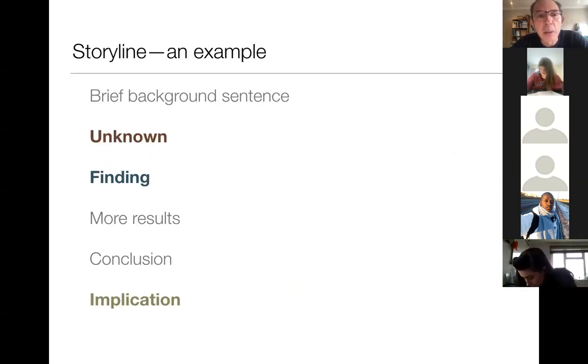So again, to break down the storyline in sentences, these are the different sections, and again, especially the unknown, finding, and implication, those should be single sentences. Now, the brief background and the results and so on can be multiple sentences, but that's basically your storyline. Okay, is it clear for everyone? Does anyone have questions or comment? No? Okay.